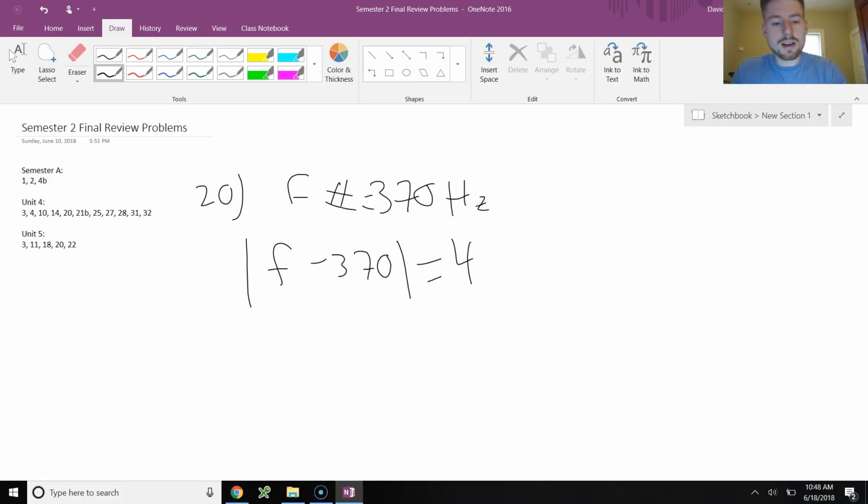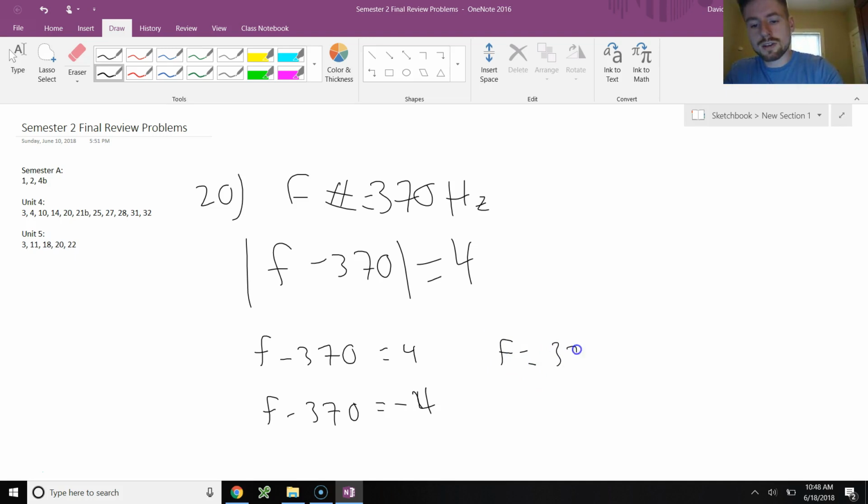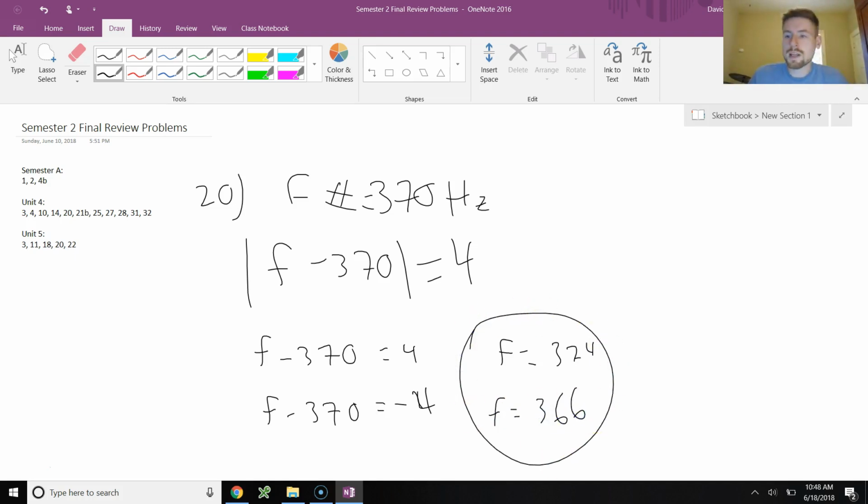So your frequency is, what this is saying is that F minus 370 is equal to 4, or F minus 370 is equal to negative 4. So you're either 4 higher or 4 lower than it. So F is equal to 374, or your frequency is equal to 366. So those are the two frequencies you could be playing to have this beat of 4 per second.